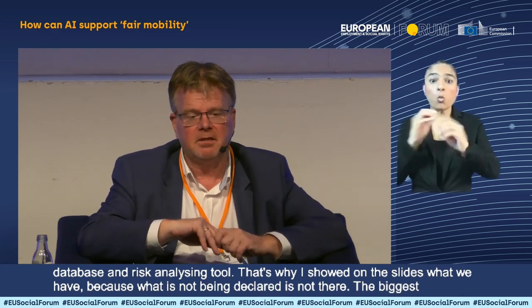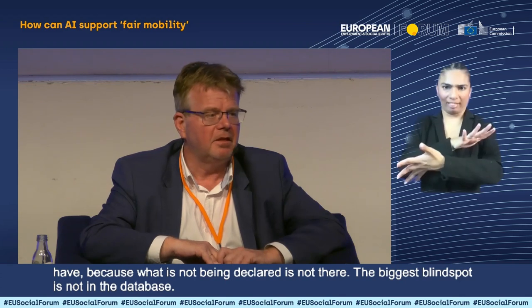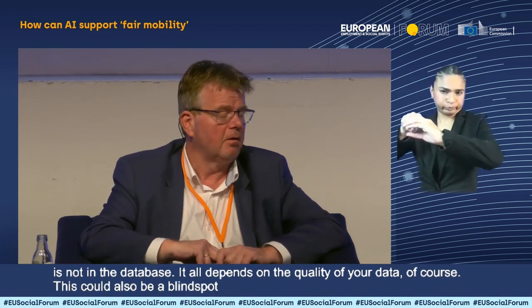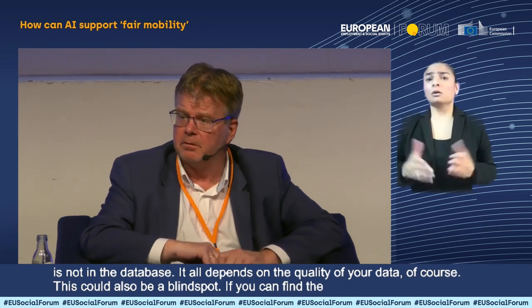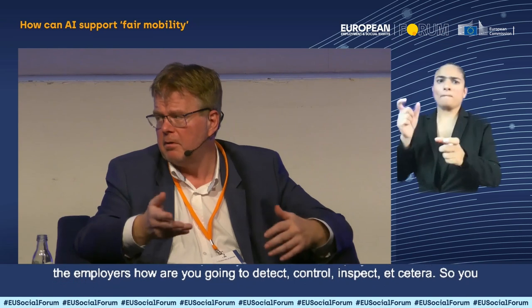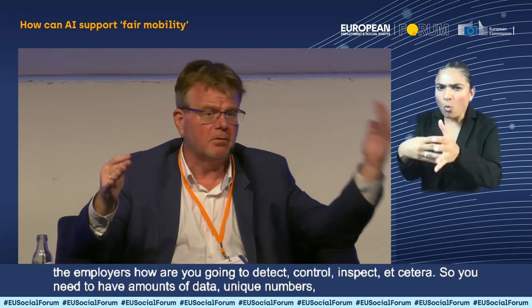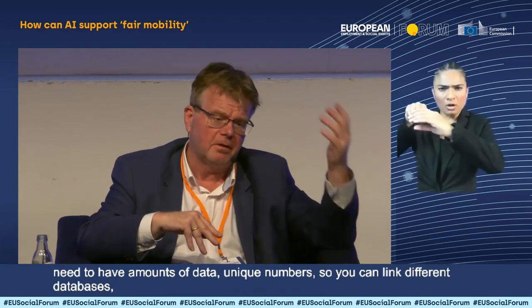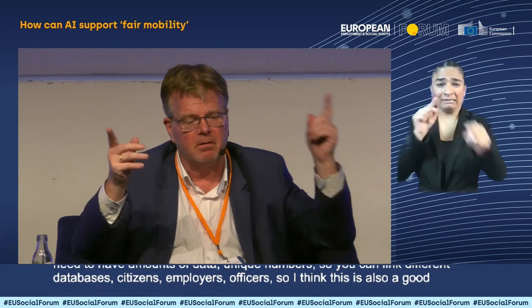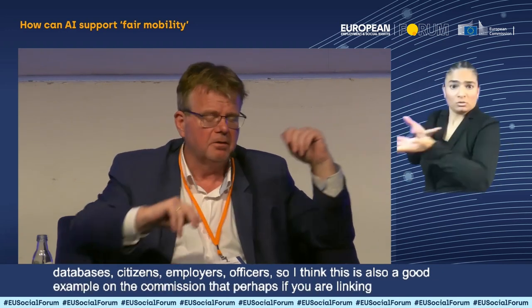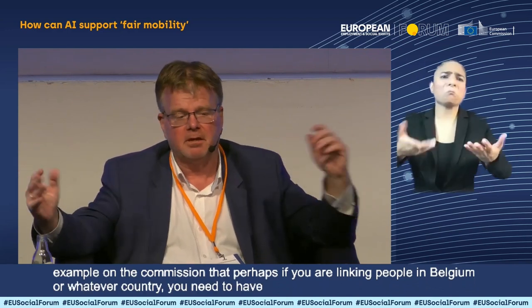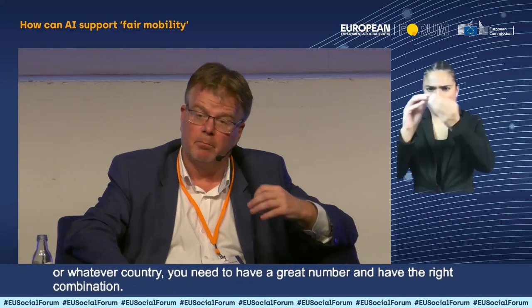And then, of course, within the databases, it all depends on the quality of your data. This could also be a blind spot. If you can't find the people or the employers or the citizens, how on earth are you going to prevent or detect or control or inspect? So for me, and we have this in Belgium, you have to have a unique number so you can link between those different databases your citizens, your employees, your employers. And I think the ESSPASS is also a very good example from the Commission: if you are linking people who are coming to Belgium or whatever country, you have to have a unique number to link those combinations, because they are in one database and then you have other databases that should be combined. So this is quality, interoperability and so on.